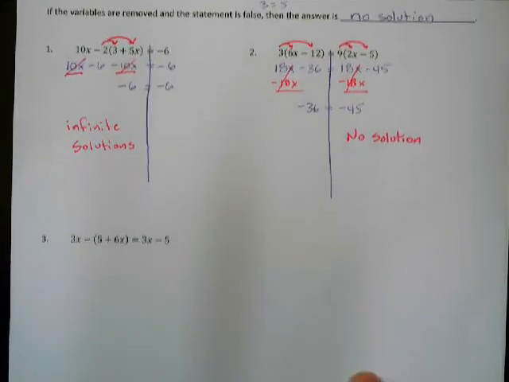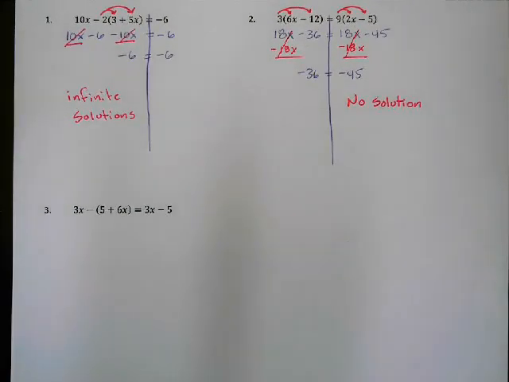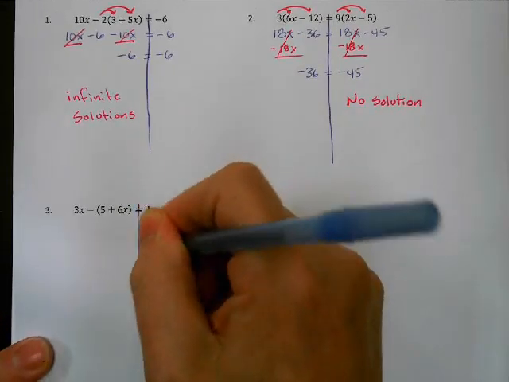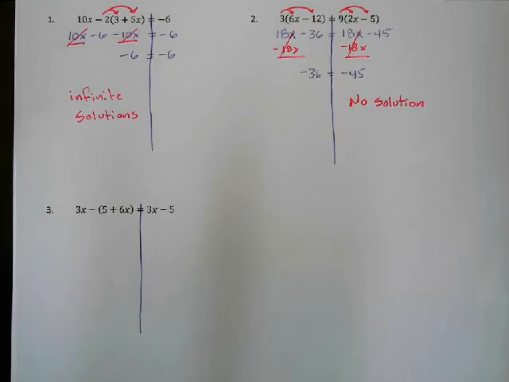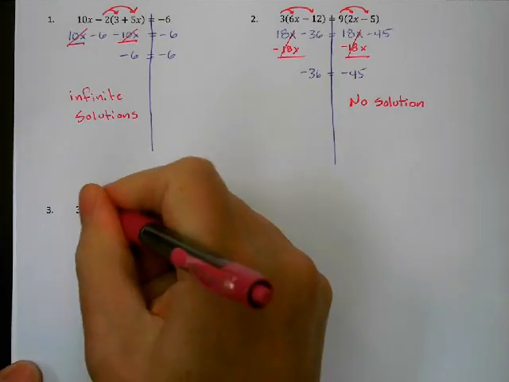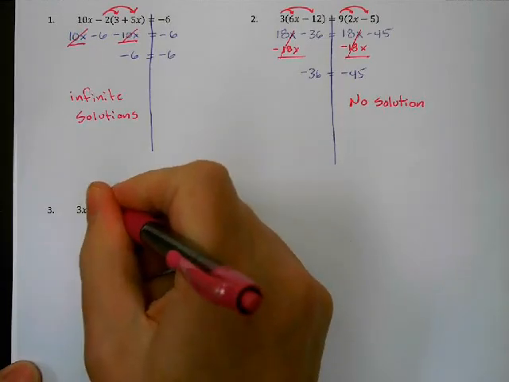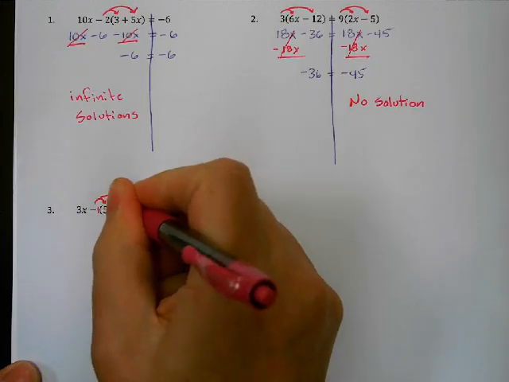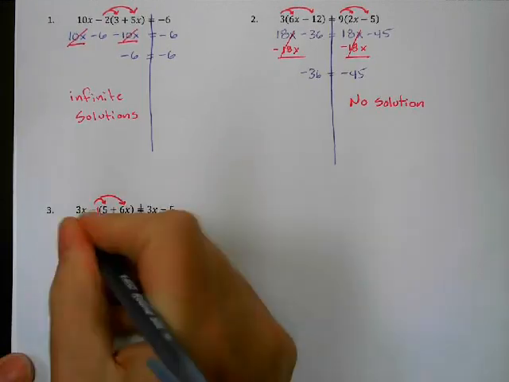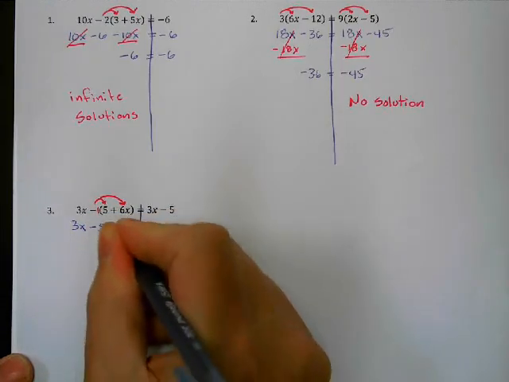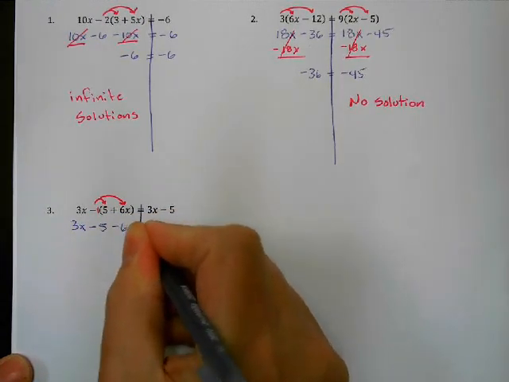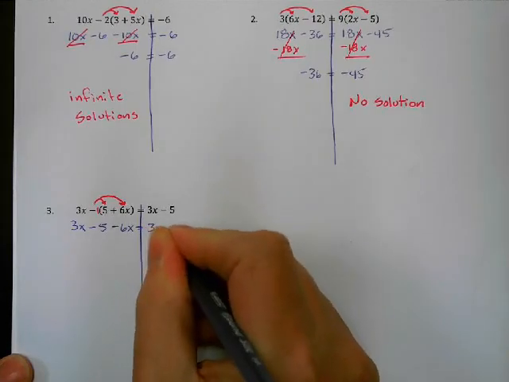Number 3. So we're going to draw a little line right there. So for this one, remember we're going to distribute a -1. We get 3x minus 5 minus 6x equals 3x minus 5.